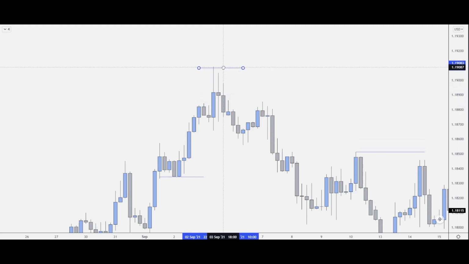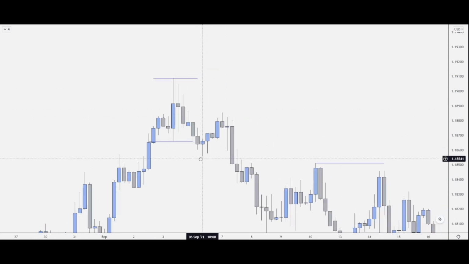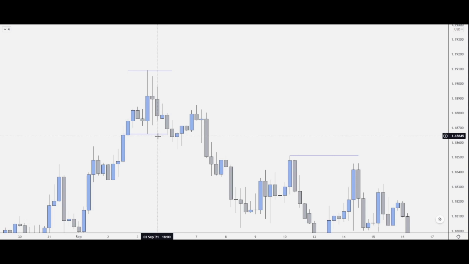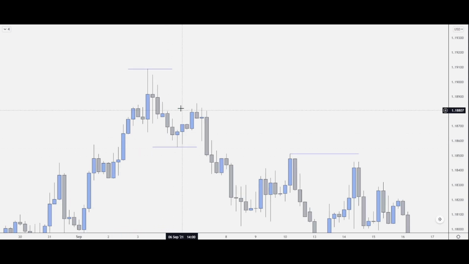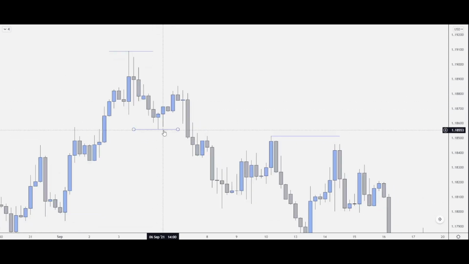As you can see, we broke structure to the upside. This is the high, this is the low. Alright, and then we break structure to the downside. This is the low here. So it's much clearer now. Go back, same high. Broke structure.